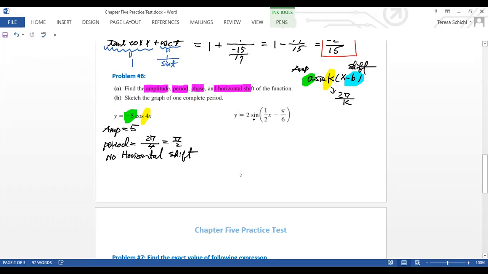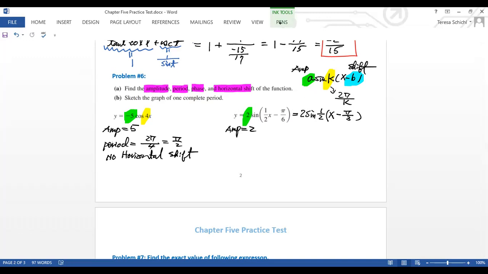Now let's take a look at this one. First, this thing in front is the amplitude, so I know the amplitude is equal to 2. For the inside, I have to have k come out as k times (x minus b), so I need to factor the 1/2 out. So this is 2 sine, remember, k has to be outside. So I take the 1/2 out, here is the x, and what is left? It's pi over 3, right?